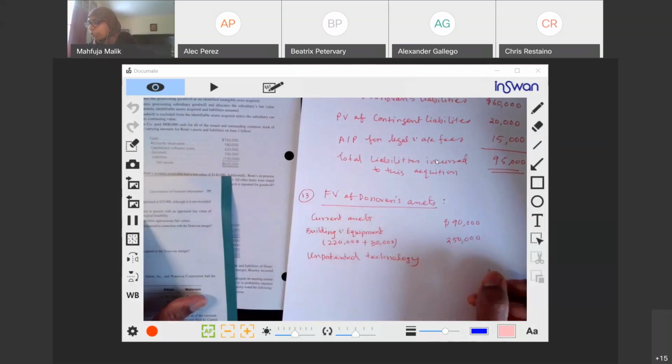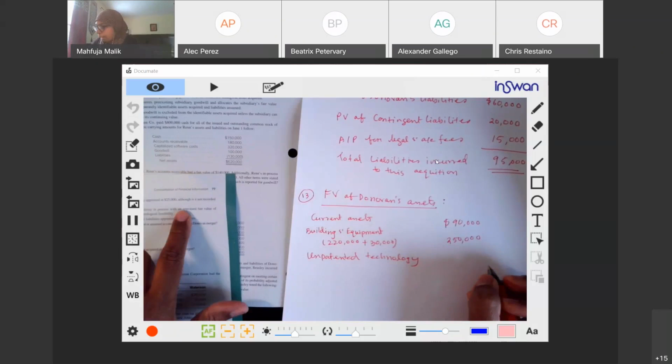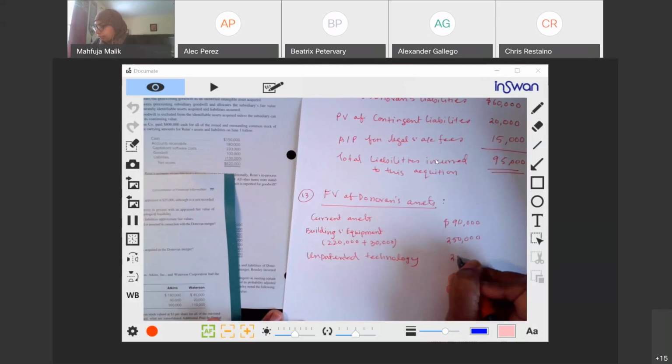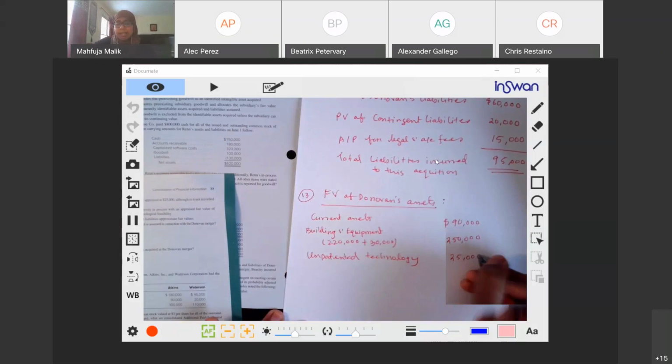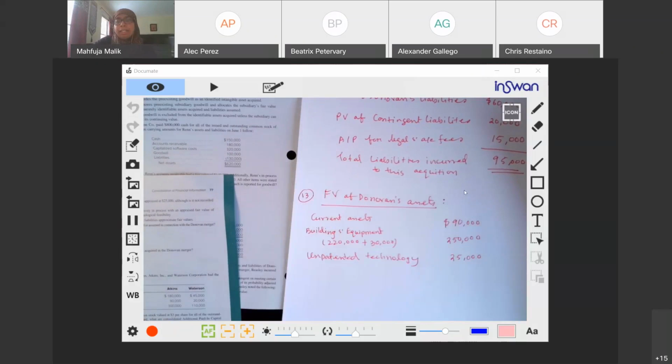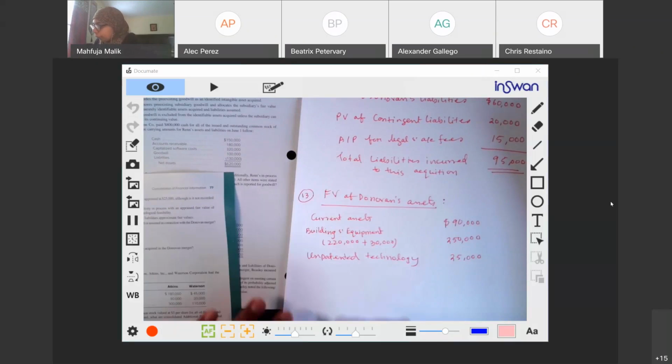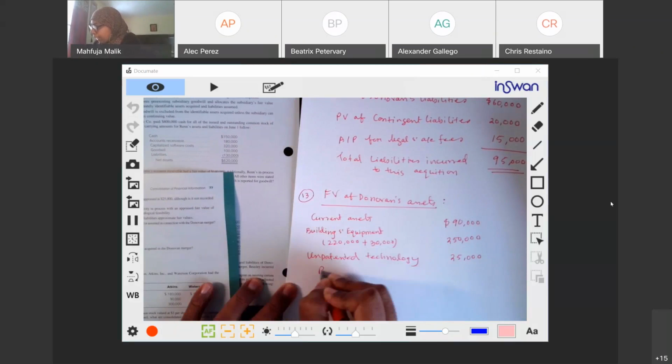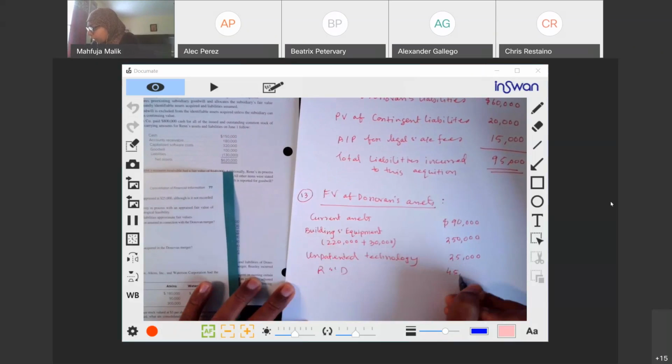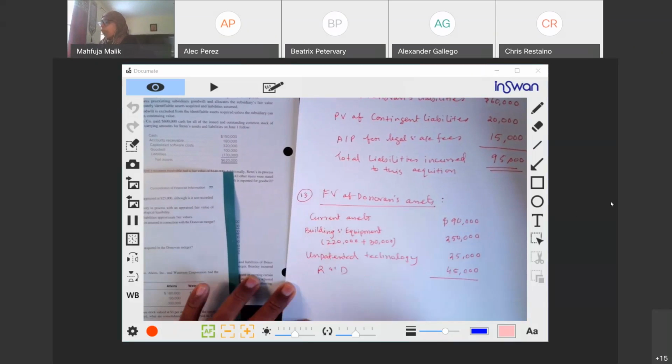Unpatented technology is 25,000, and then they have an R&D. So they have an R&D here, which is also given 45,000. So R&D is 45,000. So who is first with calculation?